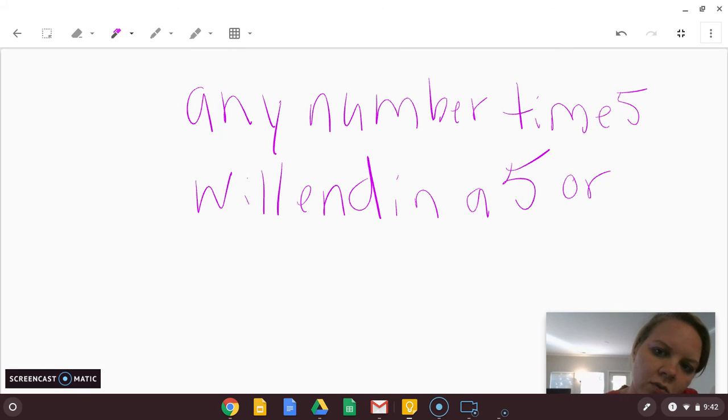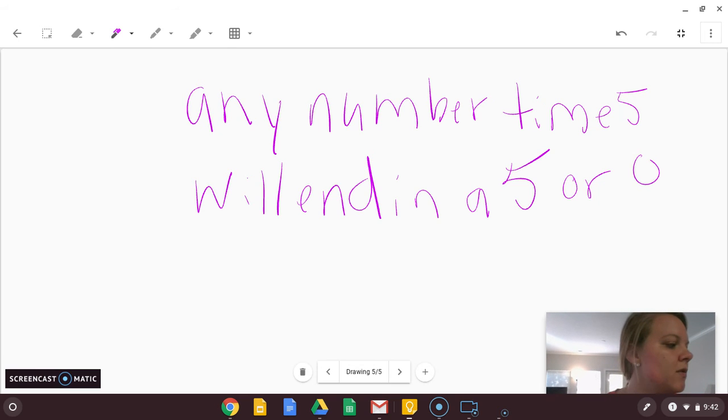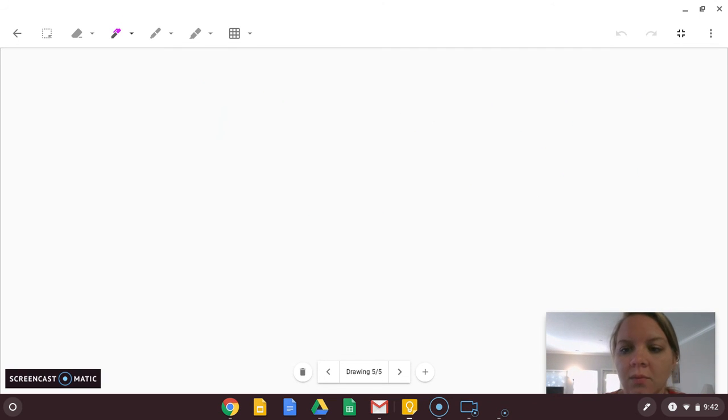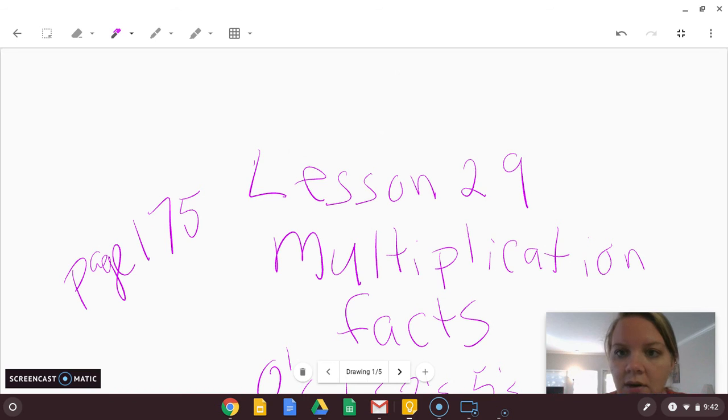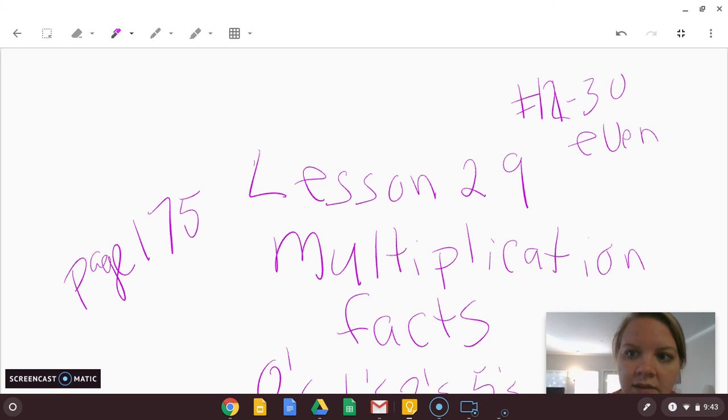So any number times five will end in a five or zero every time. We can say the multiples of five when counting by fives. However, counting is not a substitute for memorizing. These are facts we have to memorize. Okay. So any number times five will end in a five or zero. And there's a pattern: 5, 0, 5, 0, 5, 0. It just keeps going. All right.